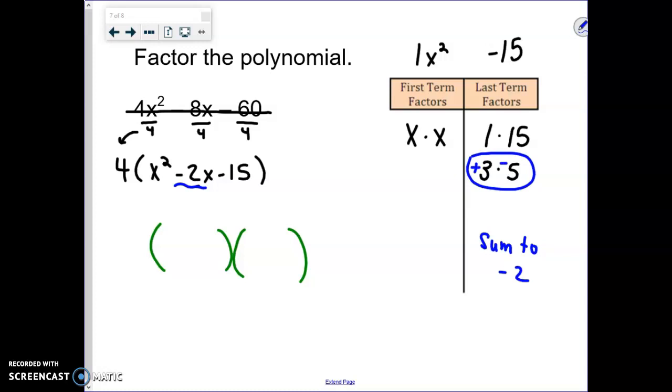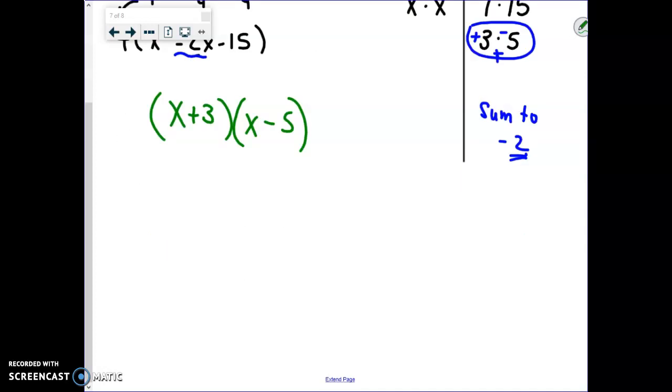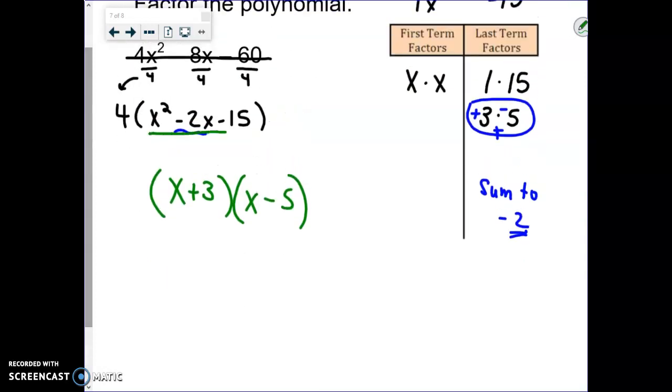Because if you take 3 times negative 5, you do get your negative 15. If you take 3 plus a negative 5, you do get your negative 2. So those are our 2 factors right there. So we're going to start with x and x. And then we're going to put a plus 3 and a minus 5. Again, it doesn't matter the order. You could have x minus 5 and x plus 3, just as long as you've got an x plus 3 and x minus 5. Now, the only thing is we're going to check this to make sure. Let's see if we get this polynomial right here. Okay? So our check.